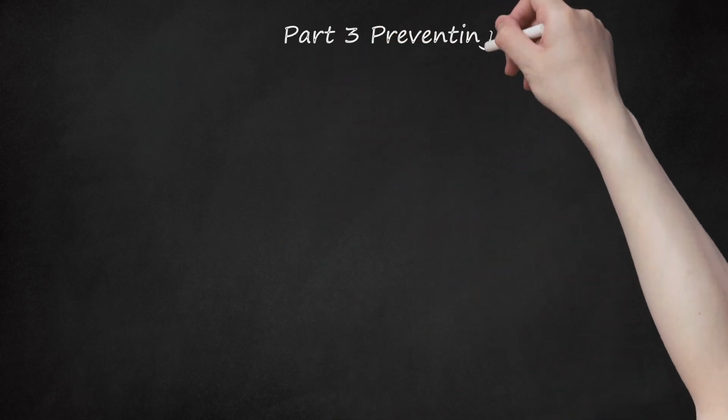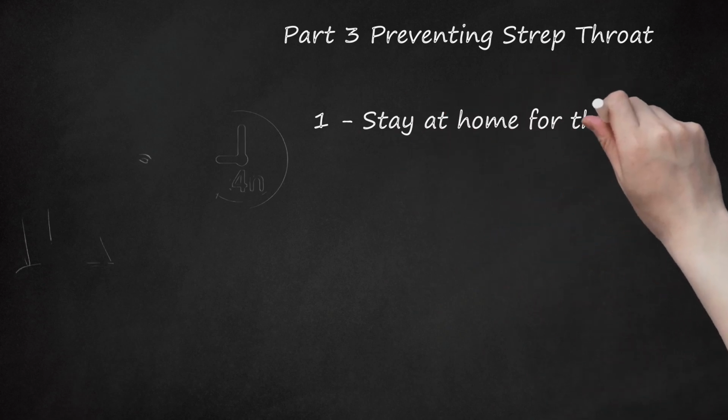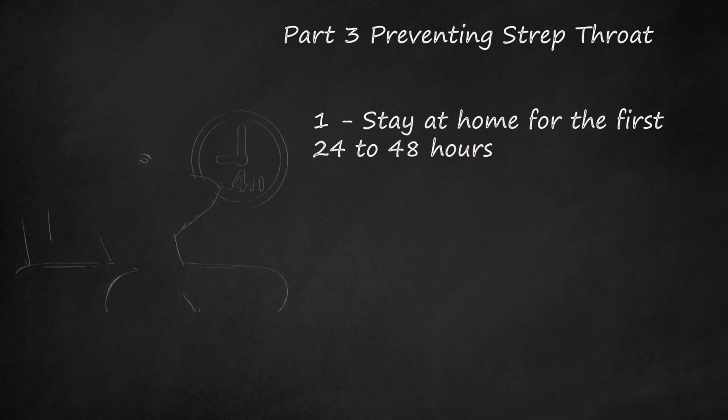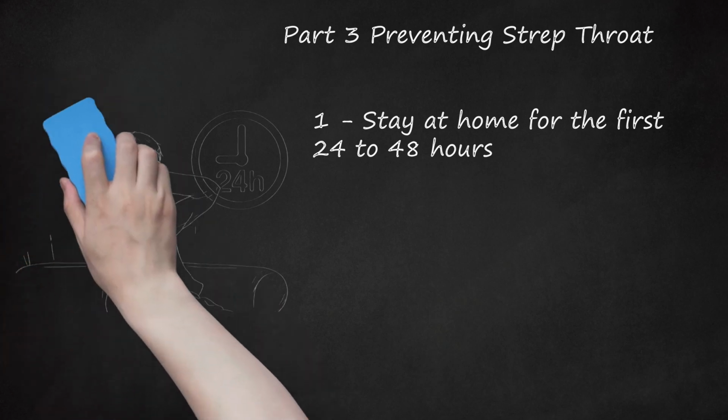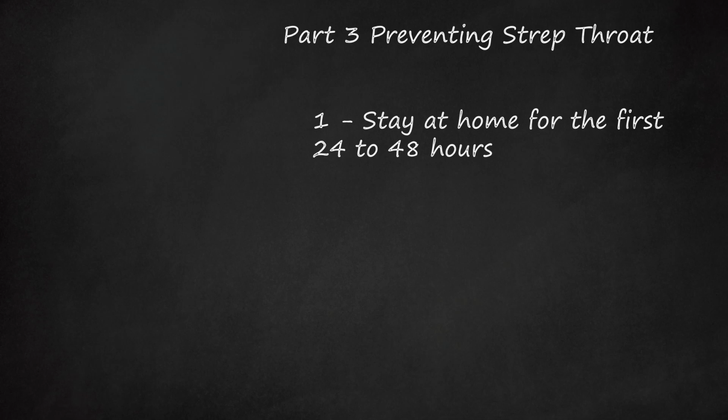Part 3. Preventing strep throat. 1. Stay at home for the first 24 to 48 hours. After you begin taking antibiotics, you will need to stay home for up to 48 hours to avoid spreading strep to someone else. A person is still infectious for the first 48 hours after beginning their course of antibiotics. Take care to avoid infectious contact with other people during this time.